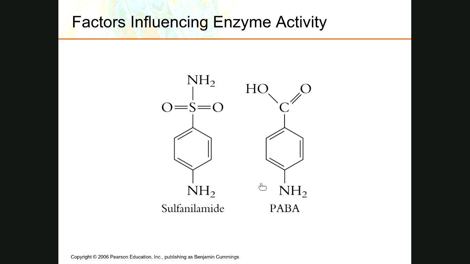So PABA is the substrate bacteria use to make folate. Sulfanilamide blocks the active site of the enzyme and prevents those bacteria from making folate. And so eventually they die. That's an example of competitive inhibition.